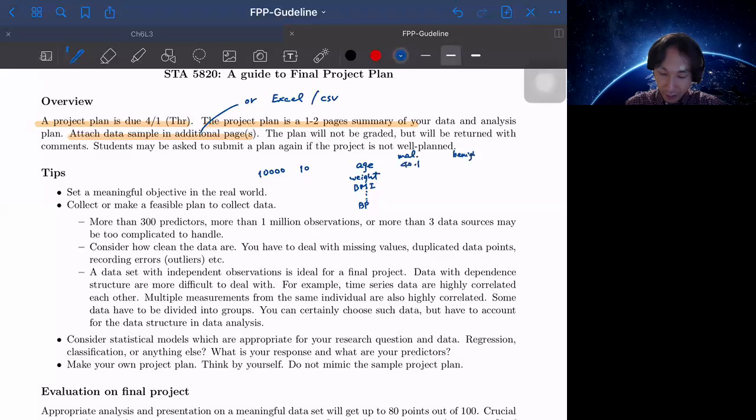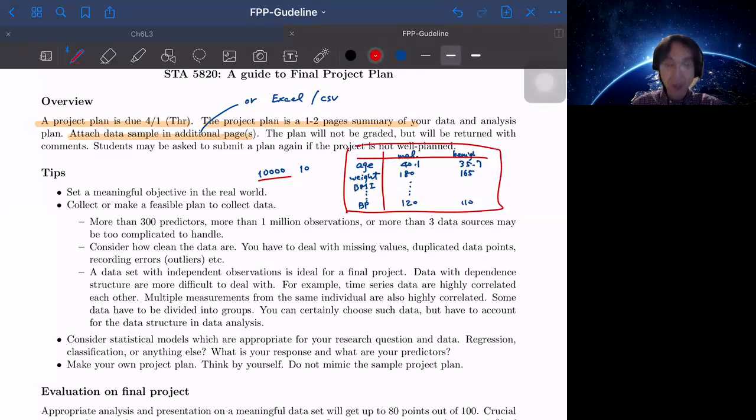This is 40.1, so this is 35.7, and the weight on average 180 pounds and 165 pounds and so on. Then we cannot really analyze this data because this table has already been summarized. So sometimes the students choose this kind of data. Okay, so we have the 10,000 observations, so that's fine. But actually you don't have the raw data. So if you only have this table, you cannot summarize this data anymore. So don't choose the summarized data. So we need the raw data set.